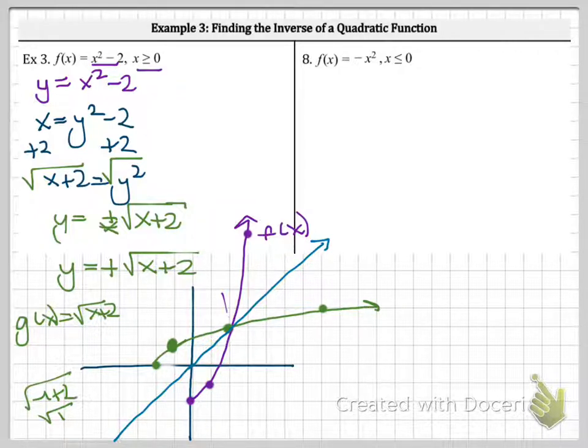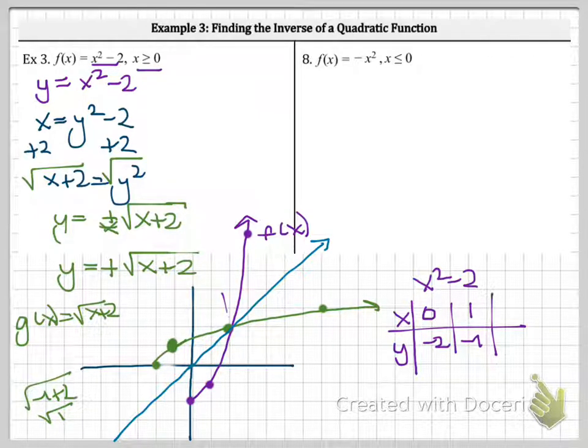So let's talk about, first of all, the values of x squared minus 2. For x and y, if I plugged in x is 0, y is negative 2. If I plugged in x is 1, I got negative 1. If I plug in x is 2, I would get 2. Okay, let's start with that. Now, we were talking about earlier about inverses. You could switch the roles of x and y. And notice if I do that.